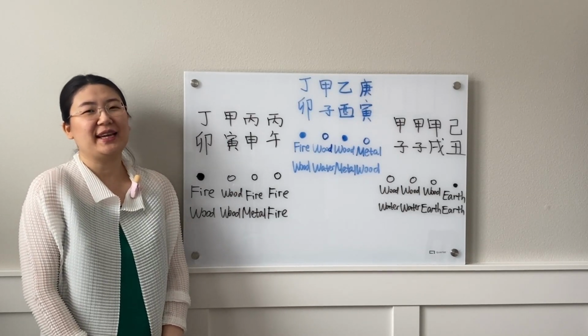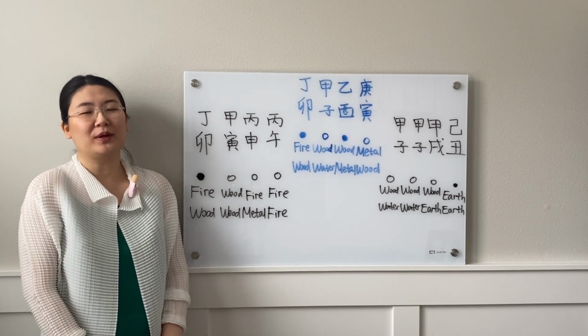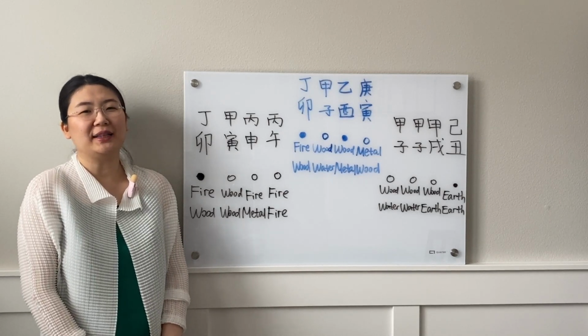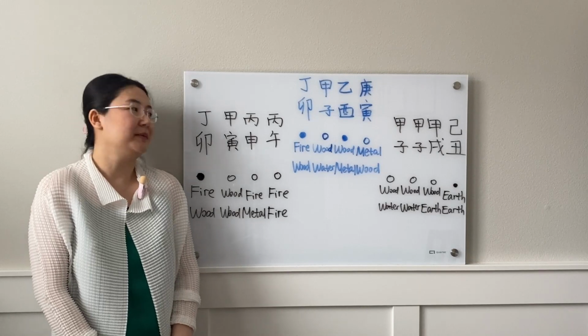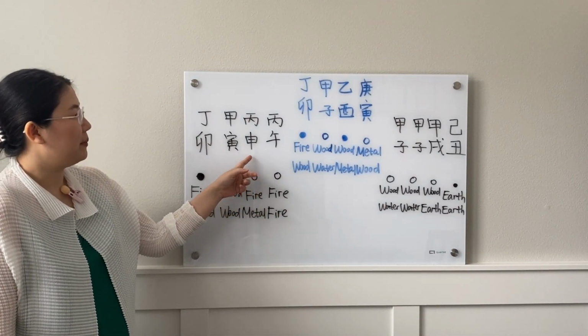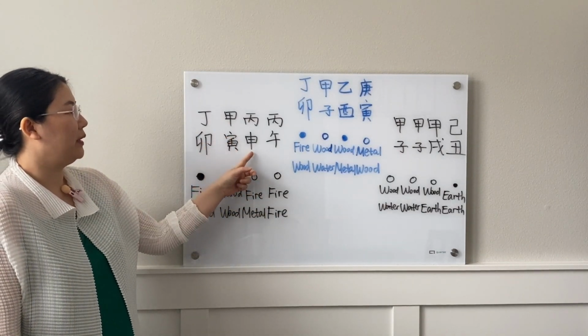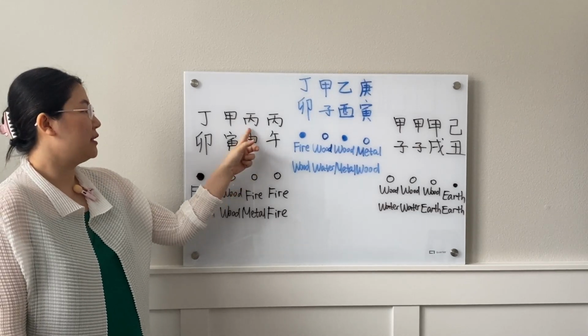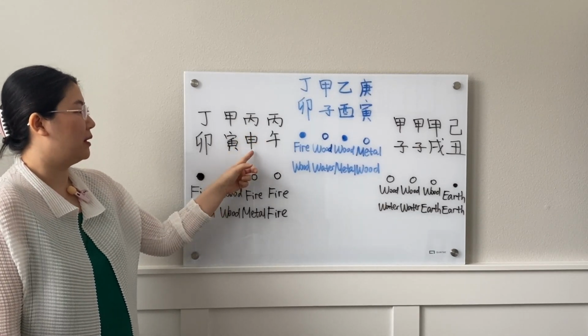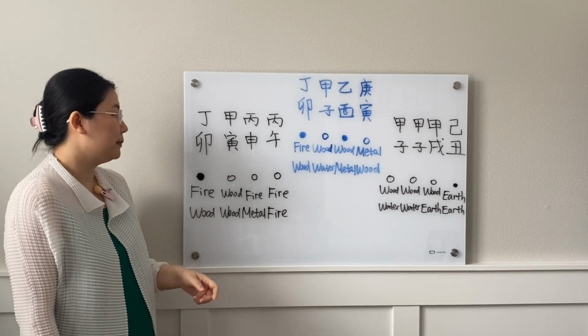Today's video is a case study for young wood born in fall and how to analyze their favorable element. So let's look at the first example of this young wood person born in August. So that's Shen, meaning August for our birth month.